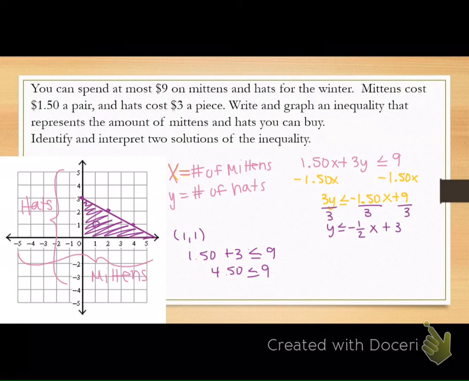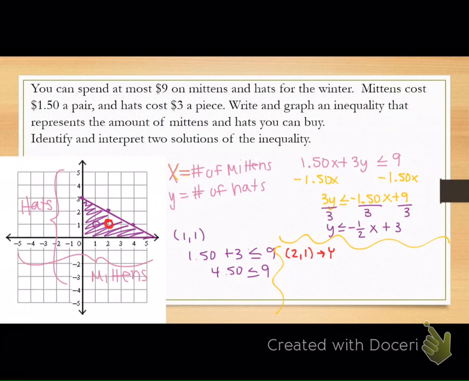So somebody give me a possible solution and we'll interpret it. Besides 1, 1, because we know that's a solution. So somebody give me another possible solution here. 2, 1. Is 2, 1 in our shaded region? Yeah. What does 2, 1 mean in context of this problem? 2 mittens, 1 hat. As a sentence, please. You can buy 2 mittens, 1 hat for $9. Not for $9. Well, you know, less than or equal to $9.